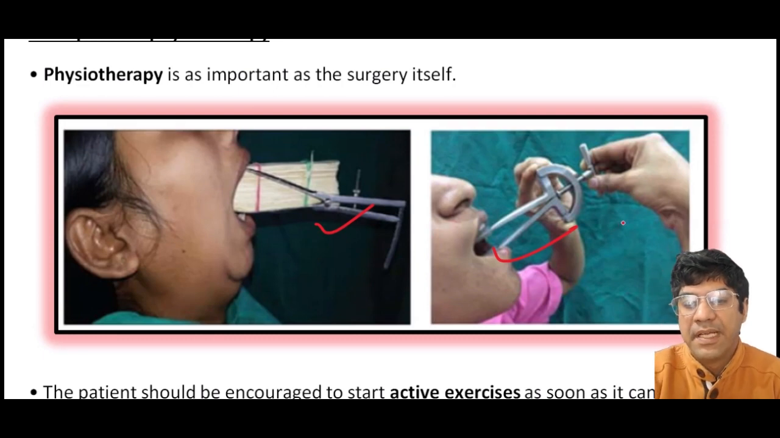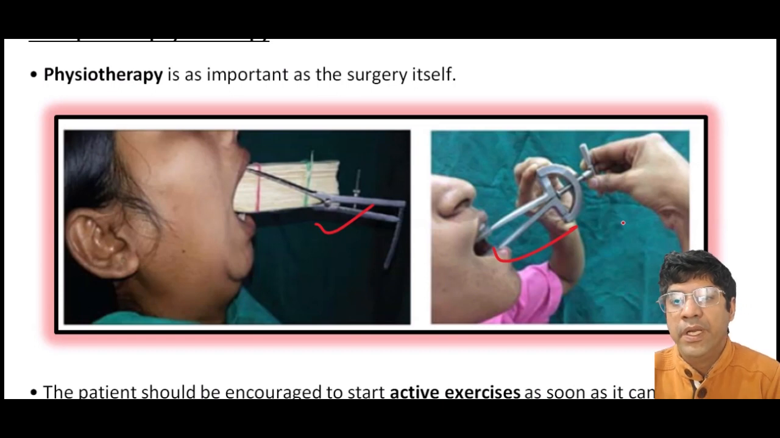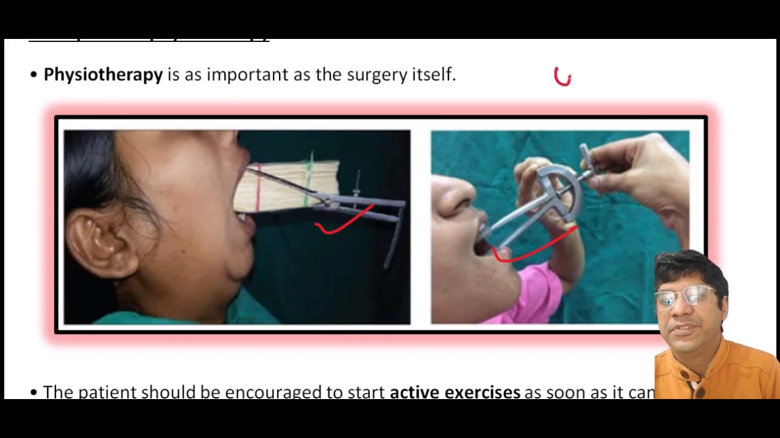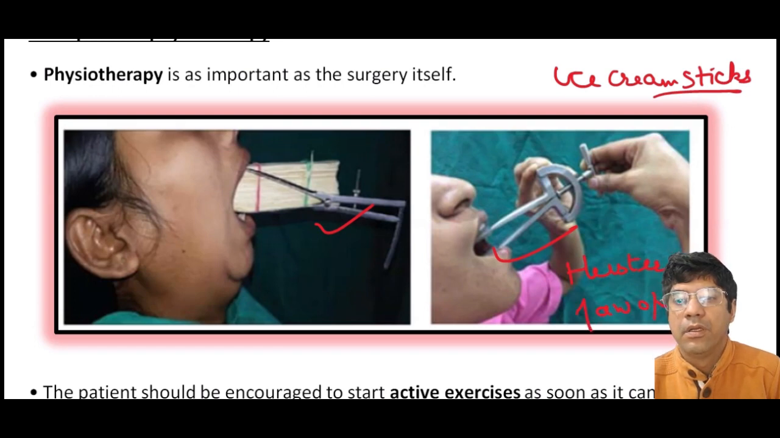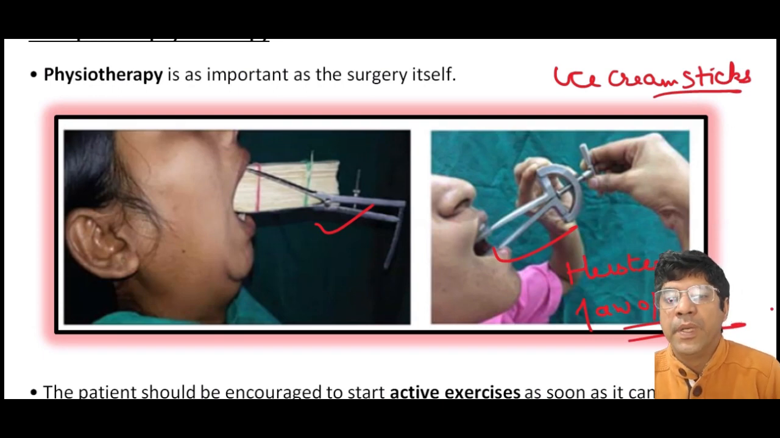What comes next in the exercise? As the patient progresses, we introduce tools like ice cream sticks, tongue blades, or the Heister jaw opener. These help to achieve a more forceful mouth opening, gradually improving the jaw movement.